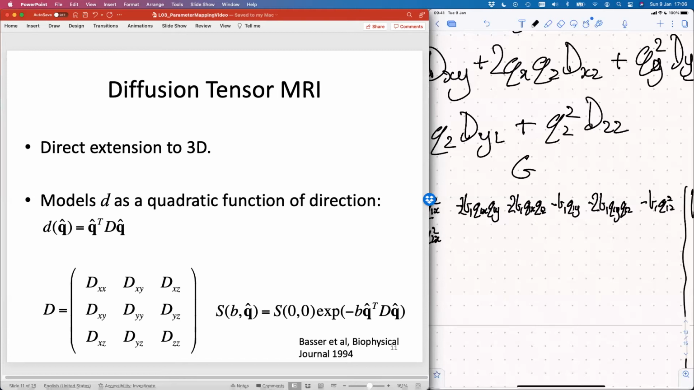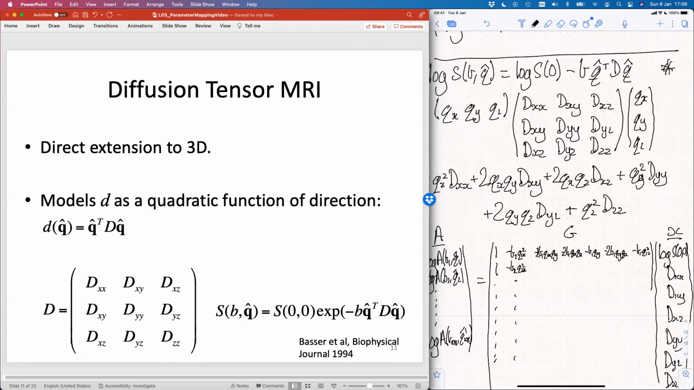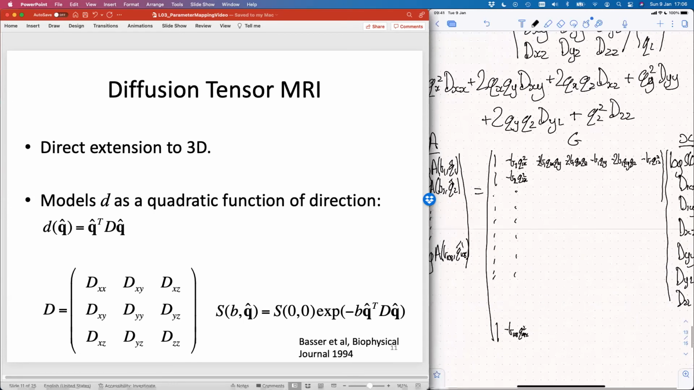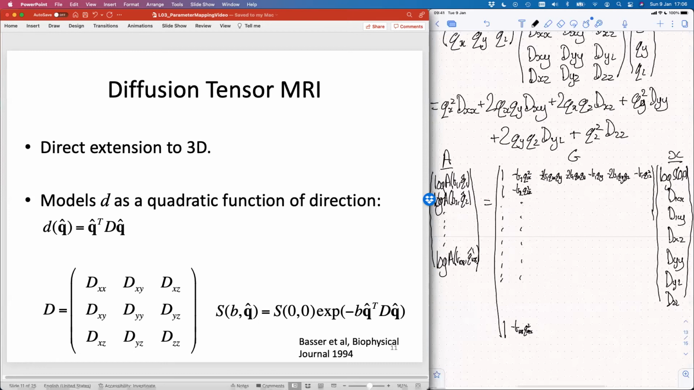And then each row will have the same structure. Let's zoom out again and I can complete this picture. So there's our big design matrix. That's what it looks like. And once we've got that, of course, we can then solve for the unknowns in exactly the same way. So let's have a look at implementing that in MATLAB.